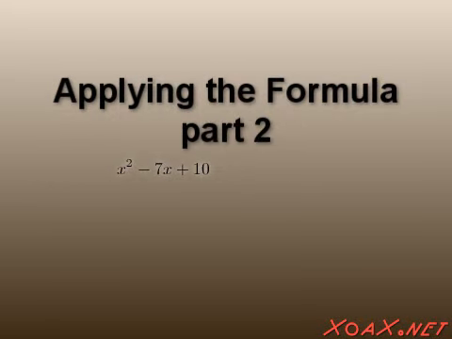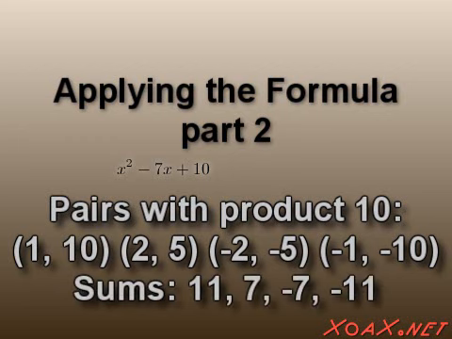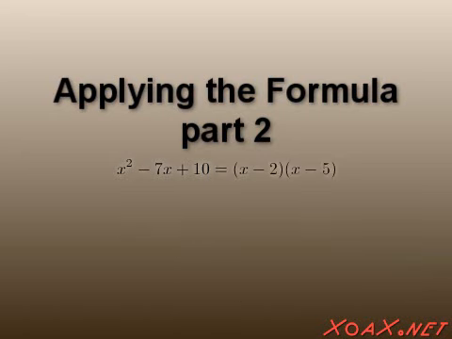As another example, we can look at the quadratic x squared minus 7x plus 10. The pairs of integers with the product 10 are 1 and 10, 2 and 5, negative 2 and negative 5, and negative 1 and negative 10. These have the sums 11, 7, negative 7, and negative 11 respectively. We want the pair that sums to negative 7, so x squared minus 7x plus 10 factors into x minus 2 times x minus 5.